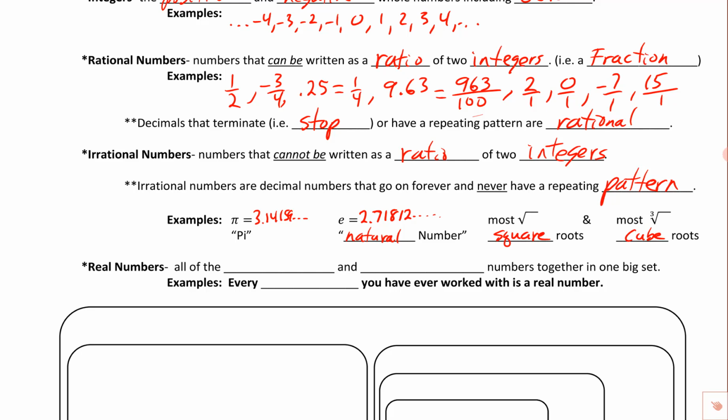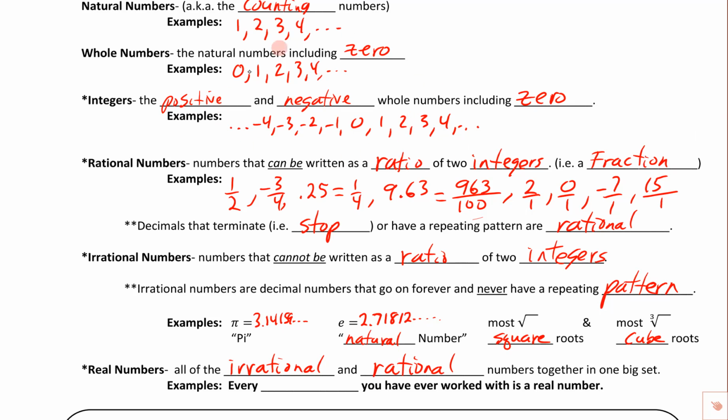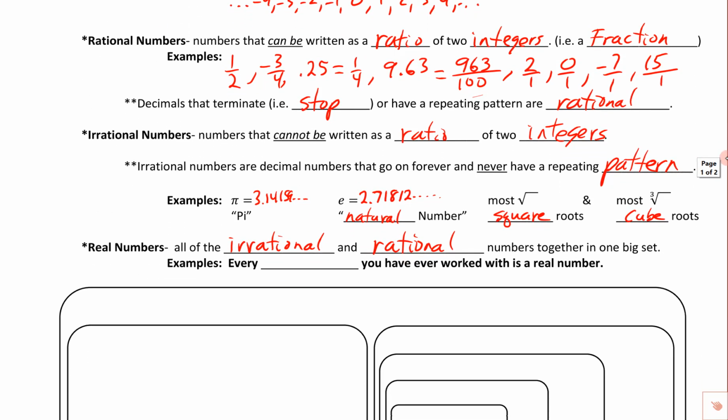They're big, long, ugly decimals that go on forever and never repeat. So if we put all of those together, then we get what we call the real numbers. The real numbers are all of the irrational numbers, every single one of those really ugly numbers like these guys right here, and the rational numbers, all of those fairly nice numbers that we were talking about up here, that can be written as a fraction. So it's all of the irrational numbers and all of the rational numbers together in one big gigantic set.